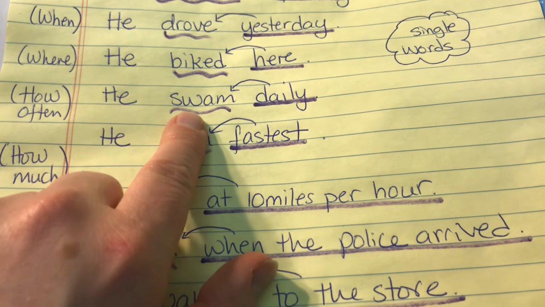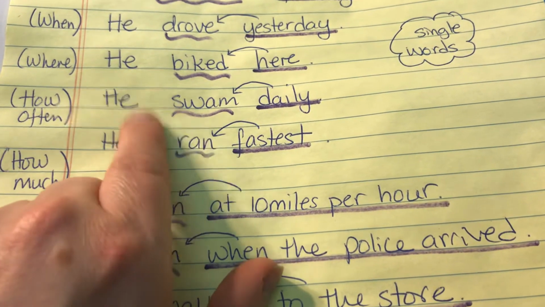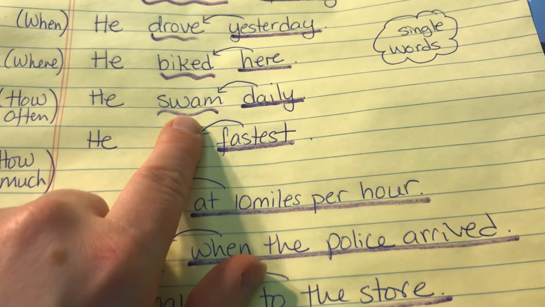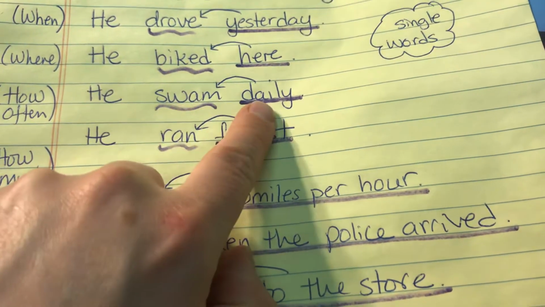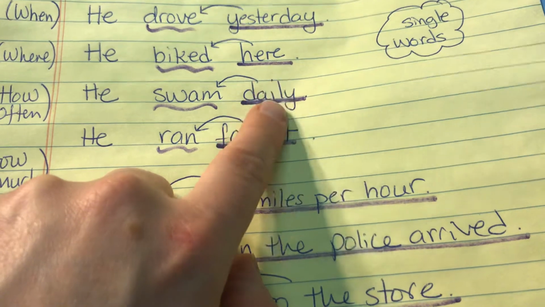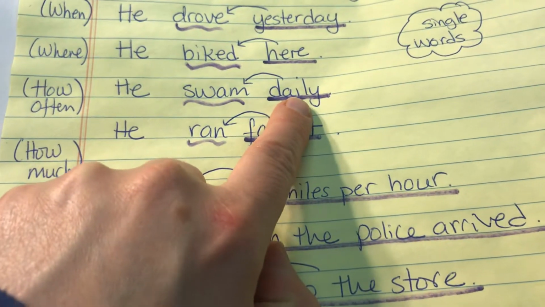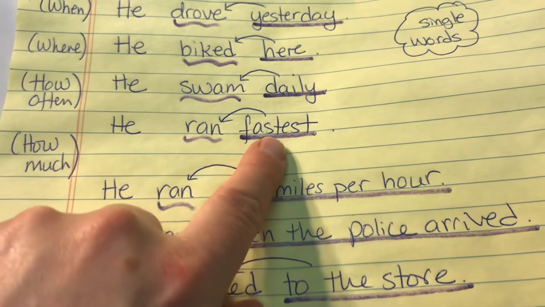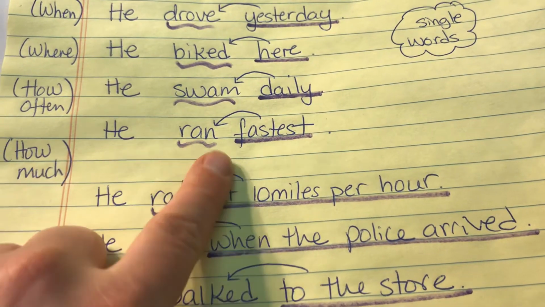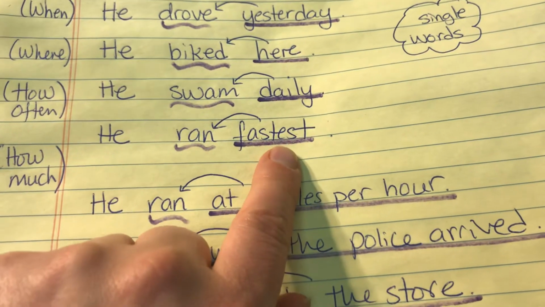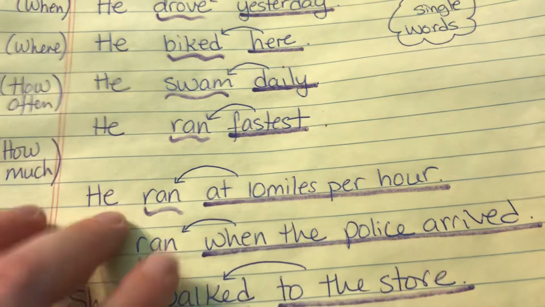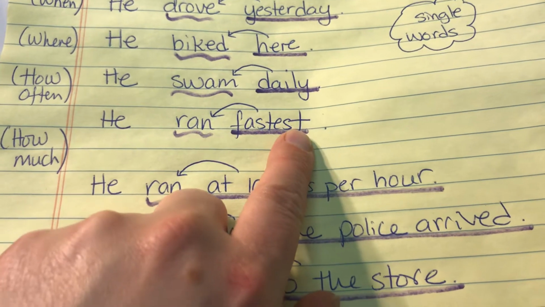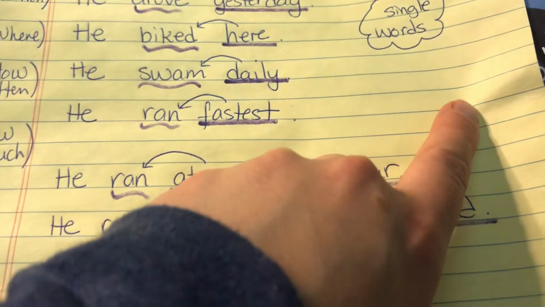He swam, past tense of swim. He swam. How often did he swim? So last summer, how often did he swim? He swam daily, every day. And again, we have an ly. He ran fastest. So this describes how much. It's comparing to other people. He ran fastest. Or maybe you can say he ran fastest when he wore his Nike sneakers.